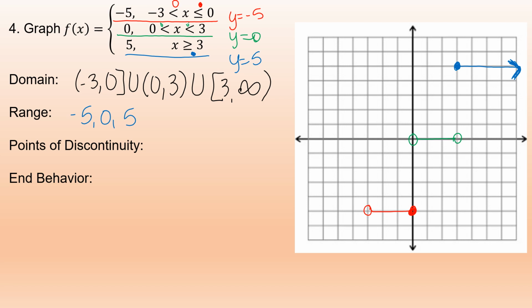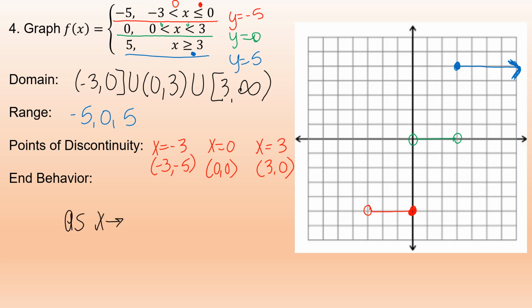I'm good either way. Where is the function discontinuous? We have open circles, points of discontinuity, when x equals -3 at the ordered pair (-3, -5). Again, when x equals 0 at the origin, (0, 0). And then finally, at x equaling +3 at the ordered pair (3, 0). End behavior, be mindful, as x approaches, what's the farthest left x value? That is correct, -3, domain of that red function.